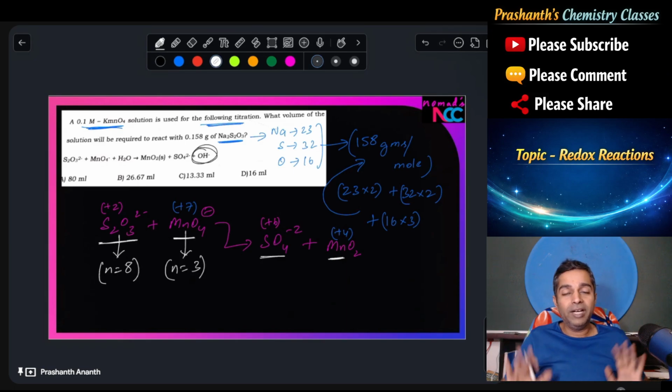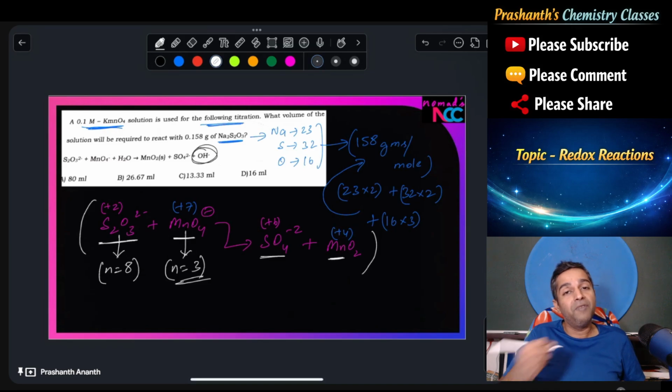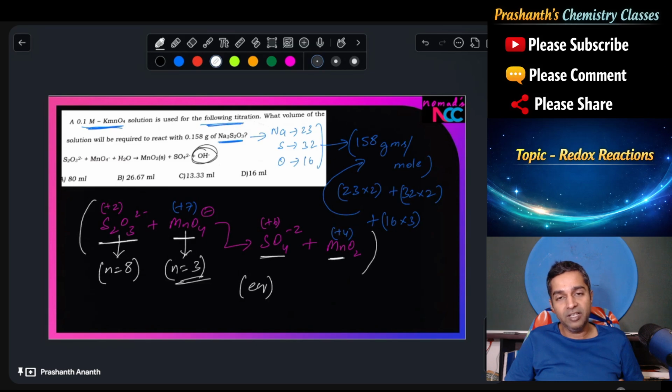Alright, now the entire process becomes very straightforward and simple. We've got the N factors down. So simply put, this is a nice clean redox reaction. When it is a nice clean redox reaction, we can say the equivalents of each substance are going to be equal, because if it is a properly balanced equation, the electrons have to be balanced away.